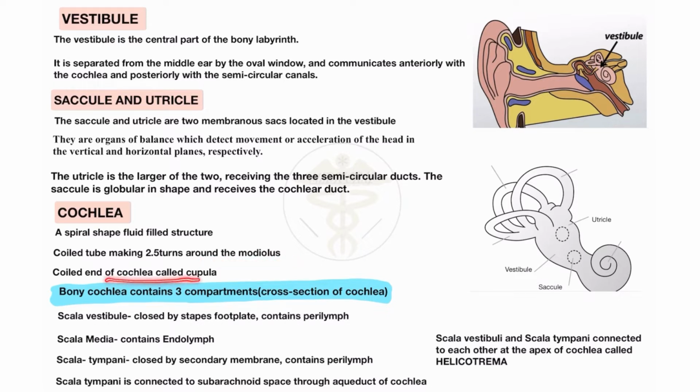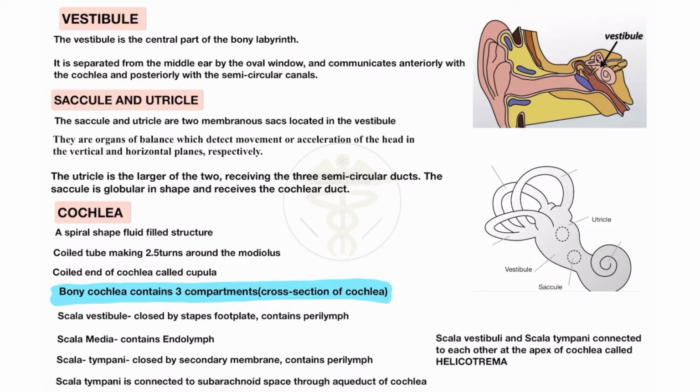The coiled end of the cochlea is called the cupula. Here you will see the end of the cochlea. This is the modiolus part. The coiled end of the cochlea is called the cupula.